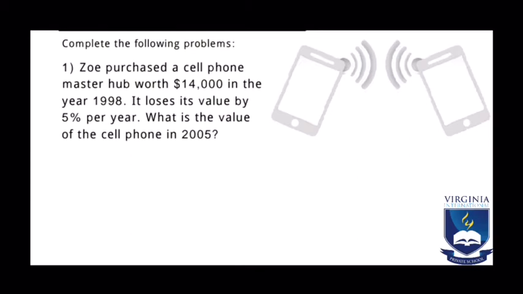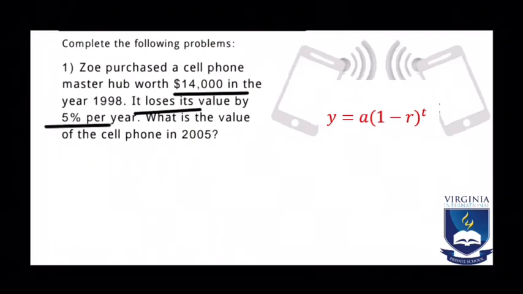Now, the first step you should do to make everything easier is highlight the keywords. So for example, it is mentioned here that the phone's initial value is $14,000. It also mentions that it loses its value. So far, we know the initial value of the phone and which formula we're going to be using. So for the rate of decay, we already know that it's 5% per year. And the last thing is the time, which is 7 years, starting from 1998 till 2005.